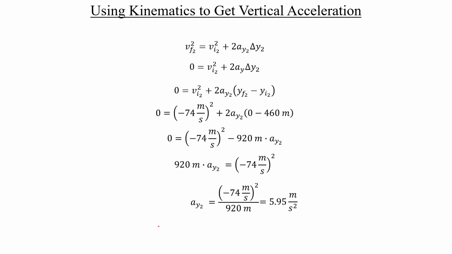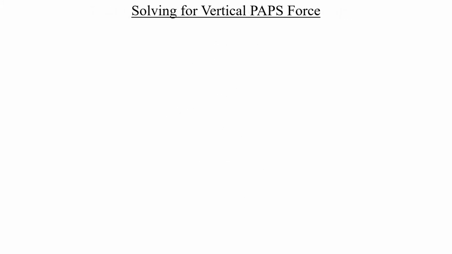And why did we want to solve for this? Who cares? Well, we're going to use this to solve for that vertical PAPS force, because remember, our expression from the sum of forces in the y direction was this. And we know what the weight is, but we previously did not know what was on the right-hand side. Well, since we know it, we can solve for it now. Let's take the weight and swing it over to the other side to isolate the PAPS force in the vertical direction. And we can also rewrite the weight to be mg.